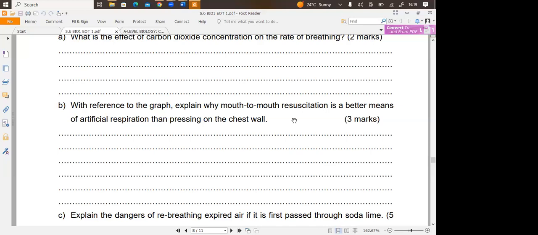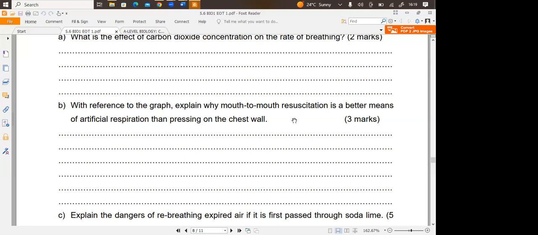Because when you press on the chest, the pressure in the chest increases. Then when you release the pressure on the chest, the pressure inside will decrease. Then this person will now be able to suck in oxygen, suck air into the lungs. So you keep on doing that and doing that. So which one is a better option?